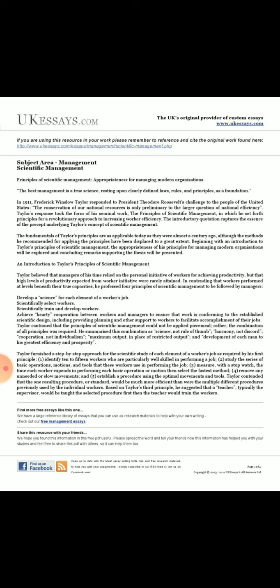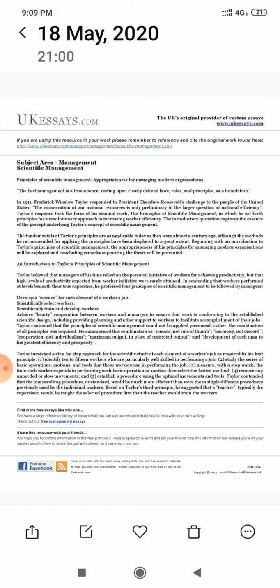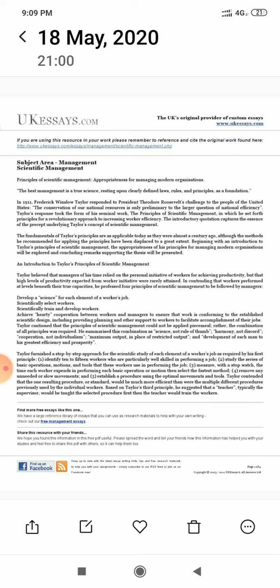Next, we are going to see the contribution of Taylor. F.W. Taylor became famous as the father of scientific management. His main contributions which made him so popular were, first, Taylor published books and research papers explaining his scientific view on industrial organization and management. Next, his major contributions were the publication of Shop Management, the Piece Rate System, and Principles of Scientific Management. Next, he emphasized adopting the scientific method for the problems of management.